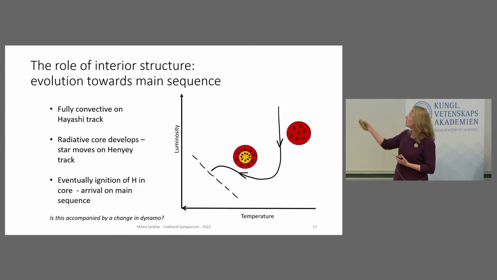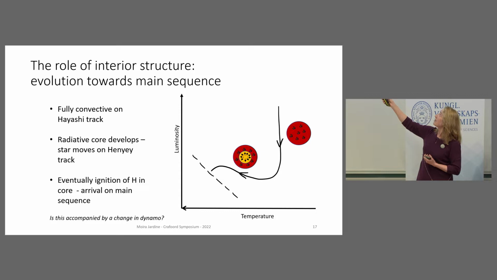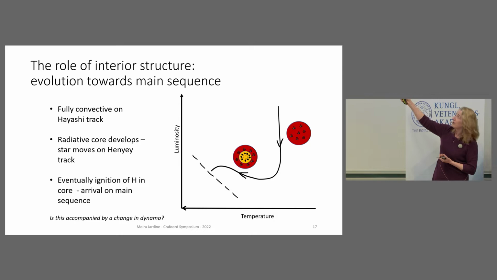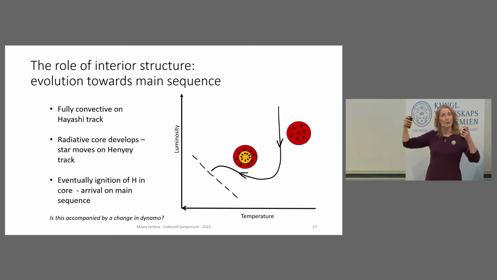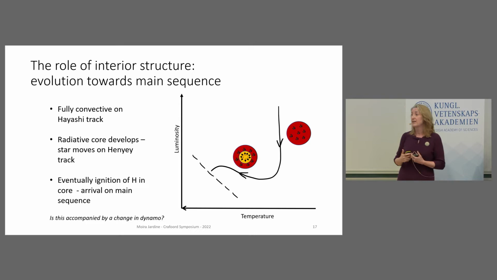So it goes off this Hayashi track onto the Henyey track, and now we have an interface between the radiatively stable core and the outer convective zone. So the internal structure has changed. Now, given that the dynamo exists somewhere within this interior, the change of the internal structure might reasonably be expected to change the way the dynamo operates. So we might expect, if we look at stars that are very, very young, and perhaps a little older, and maybe even once they're down here, they're stable, they've ignited hydrogen in their cores, maybe we would see different types of magnetic field. So that's the hypothesis.